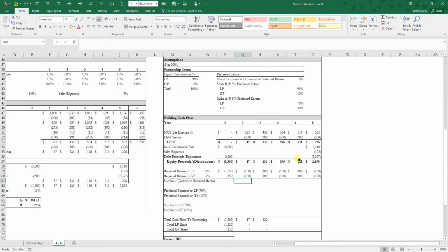Below that, on the line titled Surplus Deficit to Required Return, we will keep track of whether or not we achieved our hurdle, and by how much. If we run a deficit in any given year, this number goes down by that deficit, and if we run a surplus, it goes up. Therefore, all we need to do is sum up the cash flows minus the required returns that we calculated above.